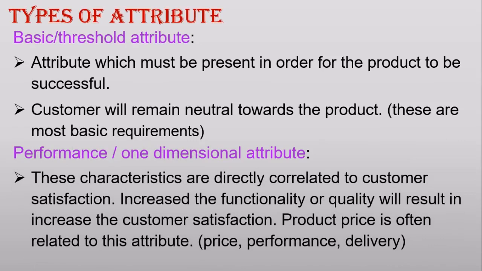Second is called the performance or one dimensional attribute. These characteristics are directly correlated to the customer's satisfaction. It is called a performance or one directional activity. It is a straight line at 45 degrees to the x-axis and continuously increasing. Increasing the functionality or quality will result in an increase in customer satisfaction. The product price is often related to this attribute. Generally, the performance or one directional attributes include price, performance, and delivery of the products.